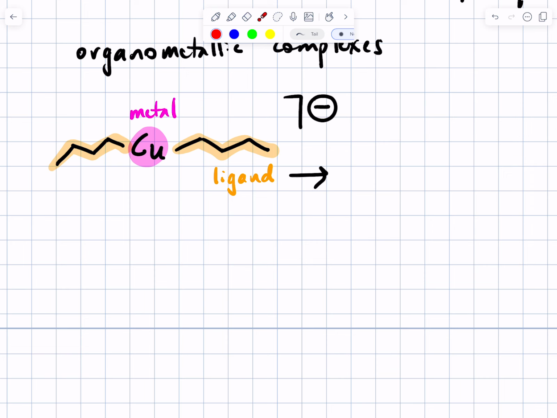Right. So, introducing the X-type ligand versus the L-type ligand.